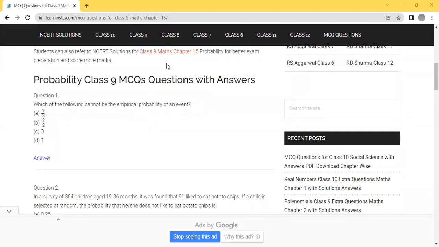I will unmute one by one. Yes, Arush. Ma'am, 3 by 2. Okay. So this can be the probability of the event. Actually, it lies between 0 and 1, so it should not go beyond 1.